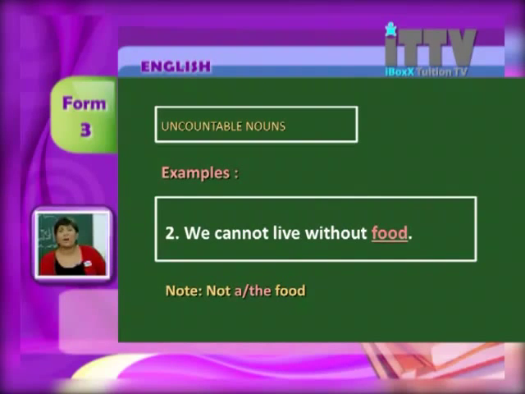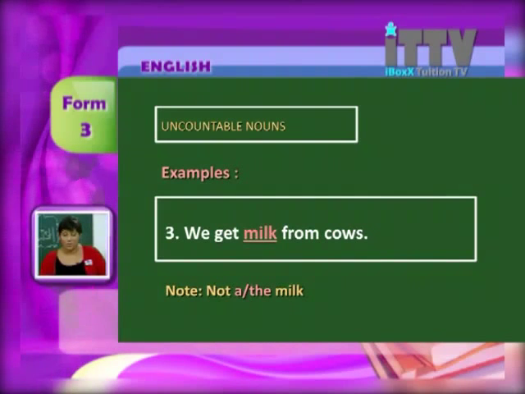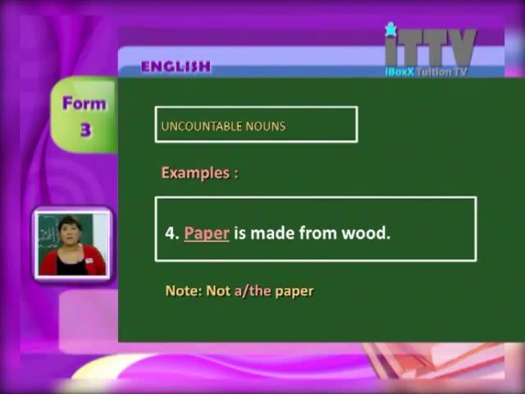We cannot live without food. You won't say we cannot live without a food or the food. What you should say is we cannot live without food. We get milk from cows. Again, you don't say a milk, and milk, the milk. You just say we get milk from cows. Paper is made from wood. Paper, you start the sentence without a and or there.